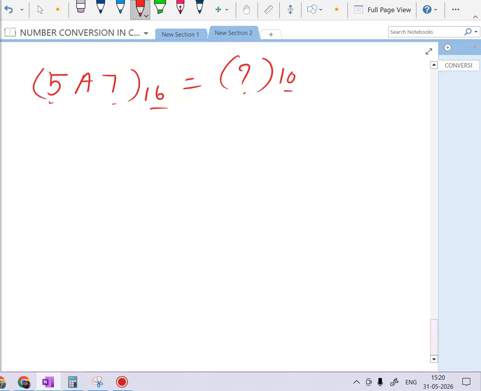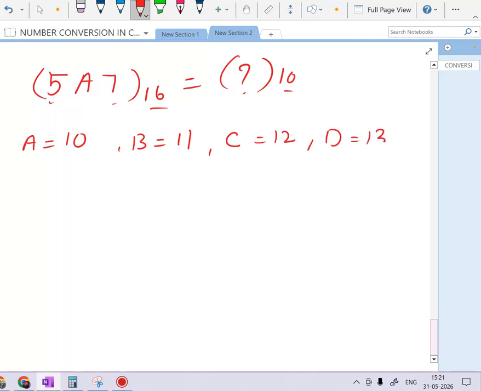So again I'm giving you a reminder. Do you know that A is represented by 10? Okay, and B is represented by 11. C is represented by 12, and D is represented by 13, and E, and so on. Fine. So this way, if you write, there is less chance of mistake.